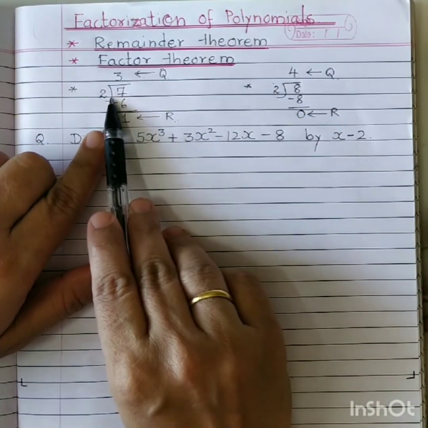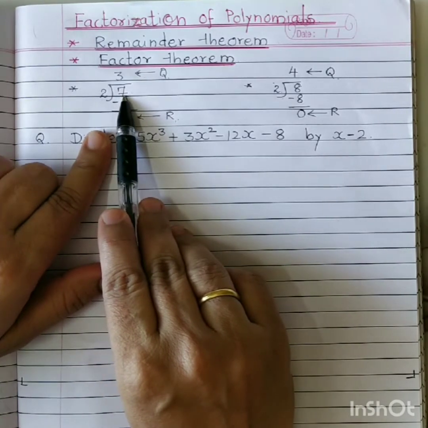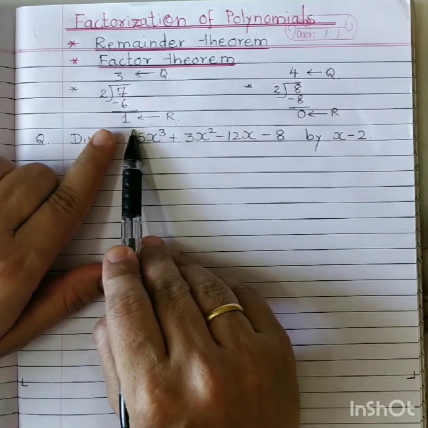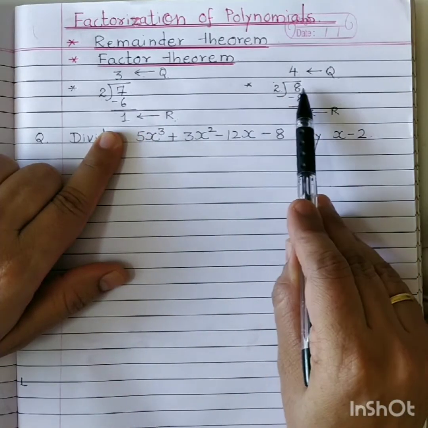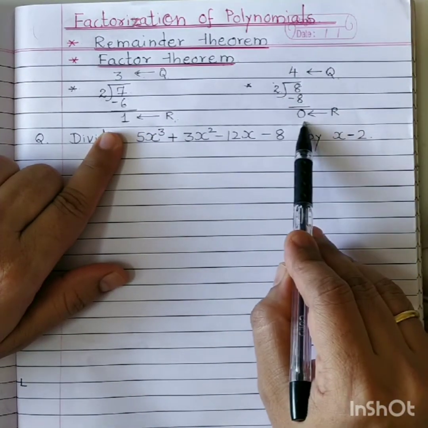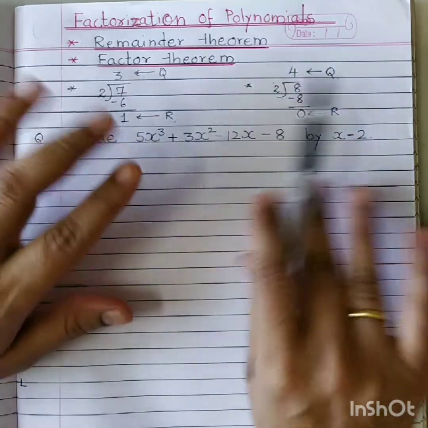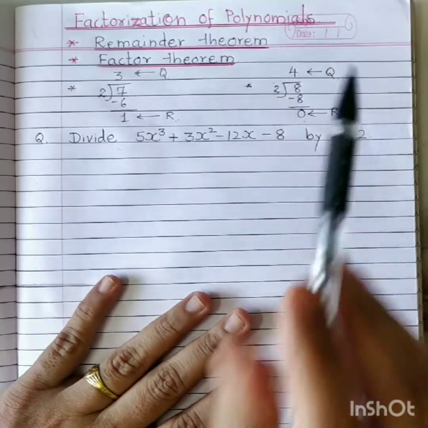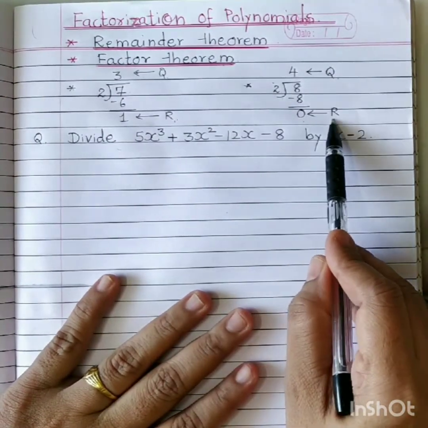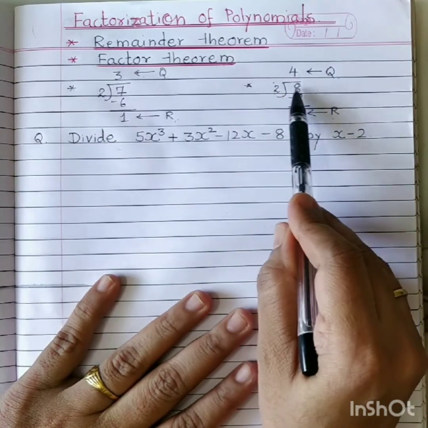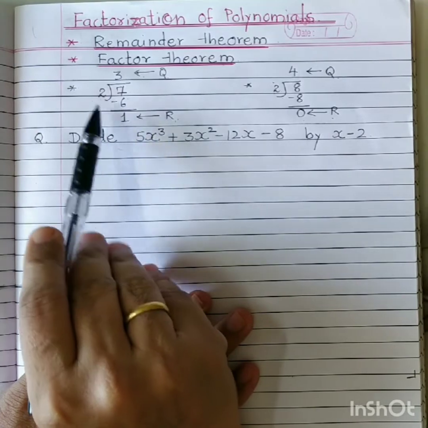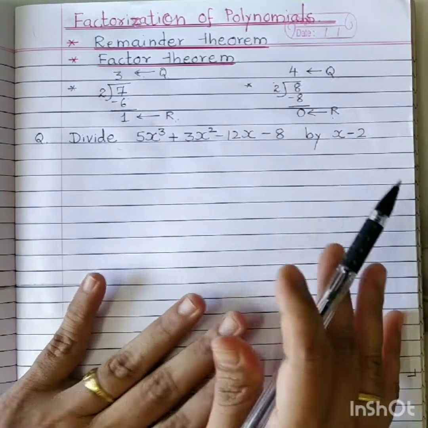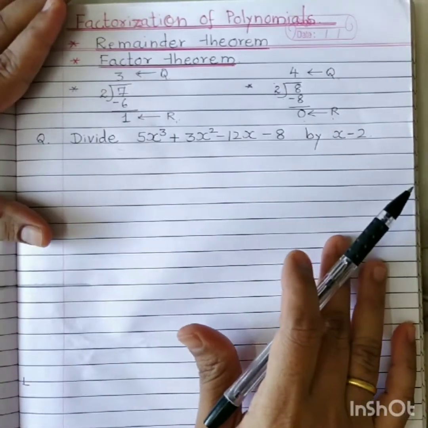Now here, what you have to remember is: is 2 a factor of 7? The answer is no. Why? Because the remainder is 1. And is 2 a factor of 8? The answer is yes. Why? The remainder is 0. That's it. This is the only concept you need to understand. When the remainder is 0, the divisor is a factor of the dividend, right? And if it is not, it is not a factor. This is the general knowledge everybody has.